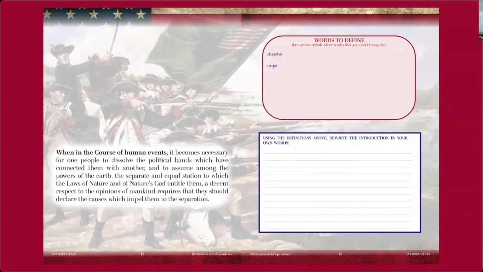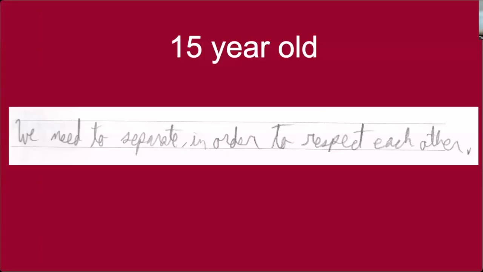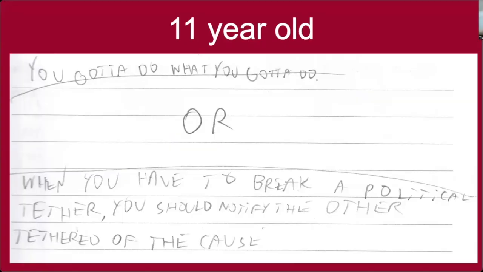So for example, with this introduction, "When in the course of human events," here are a few examples. My 15-year-old wrote, "We need to separate in order to respect each other." My 11-year-old said, "You gotta do what you gotta do." Or, "When you have to break a political tether, you should notify the other tethered of the cause." So he understood it on his 11-year-old level.